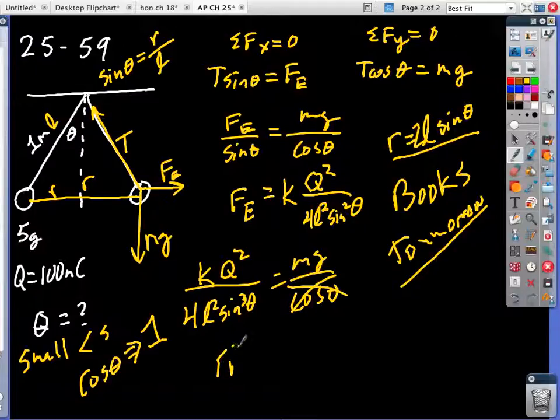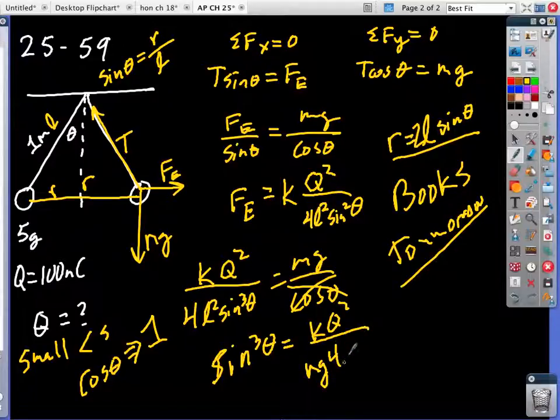So we're gonna get sine cubed theta is equal to kq squared over mg 4l squared. Just plug all that stuff in, take the cube root of both sides, inverse sine, and boom, get your answer. And the answer was like 4.4 degrees. Yeah, you'll get the exact same answer.